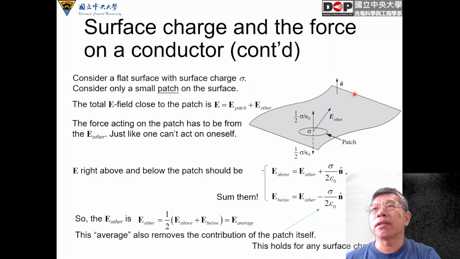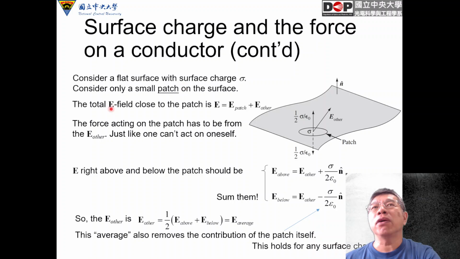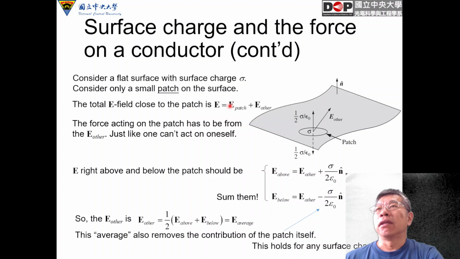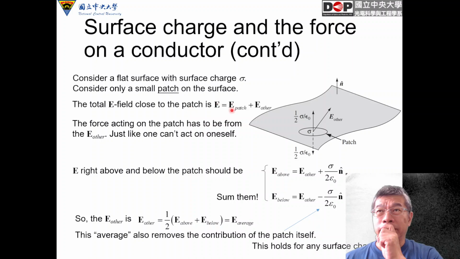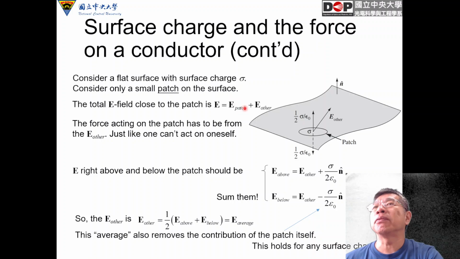Consider there's a thin sheet of charge with surface charge density sigma, like this. Consider only a small patch, a tiny circular shape. It has surface charge density, so times the area will be the surface charge. The total electric field close to the patch is the electric field contributed by the patch and the other part of the surface charge. So there'll be the total electric field.